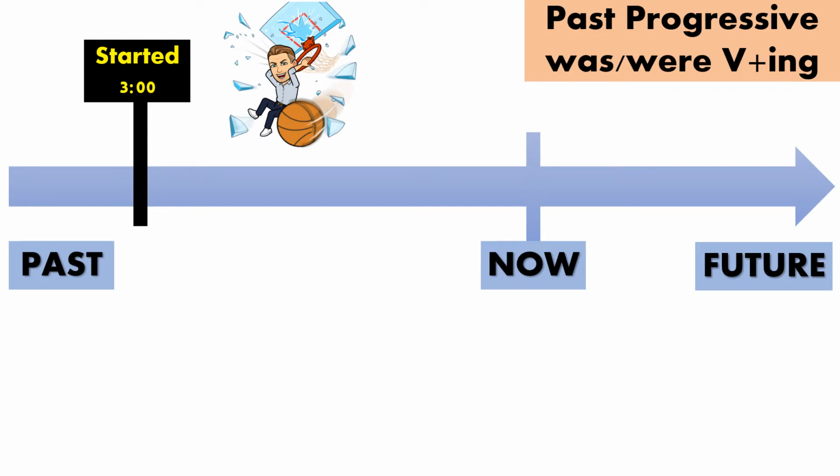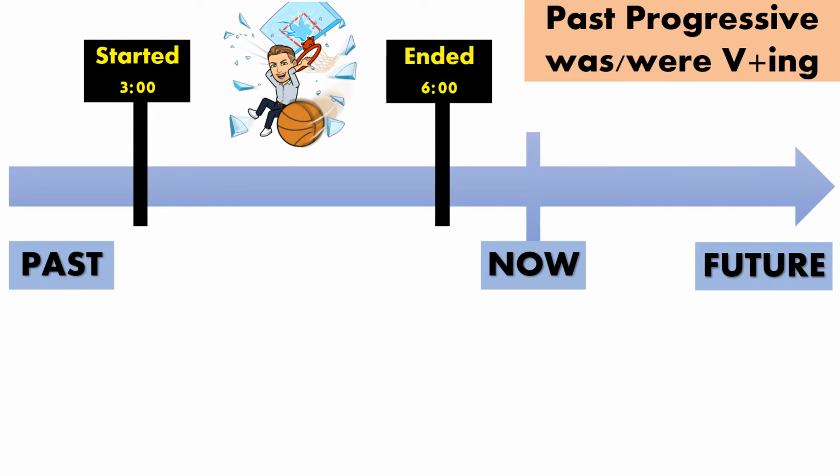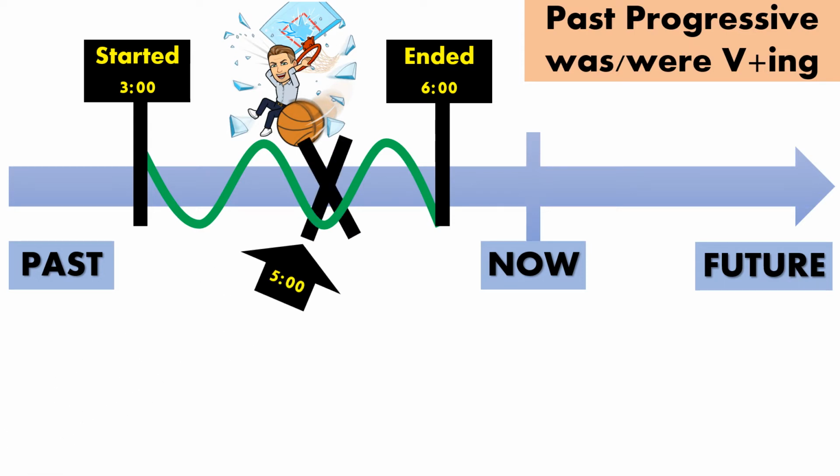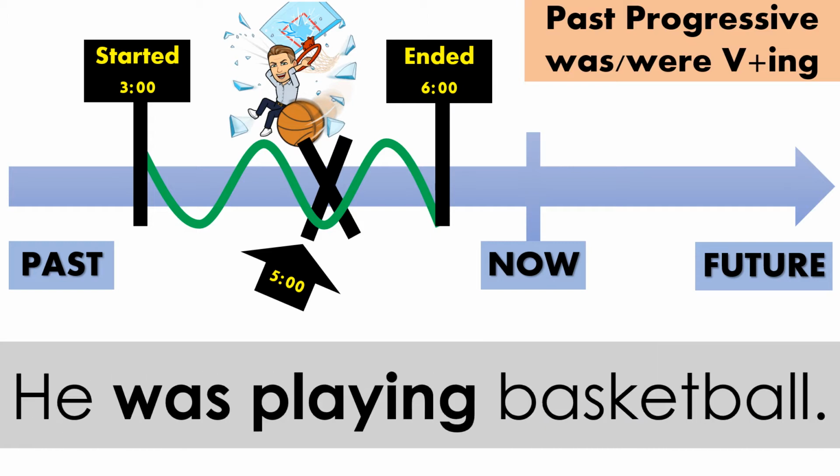Now the past progressive happens in the past. Now think of an event that started and ended in the past, and think about the duration or when that event was happening. So let's pretend Donald was playing basketball, and his basketball game started at 3 o'clock and it ended at 5 o'clock. So what was Donald doing at, say, 5 o'clock? This is when we would use the past progressive tense. So at 5 o'clock, he was playing basketball.